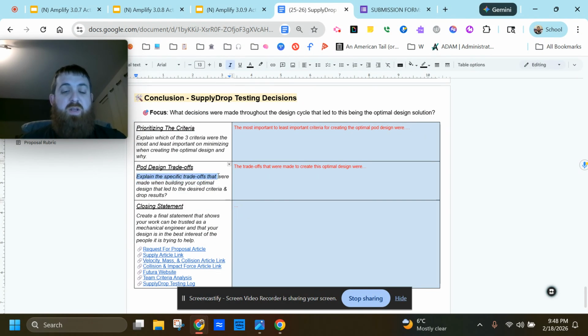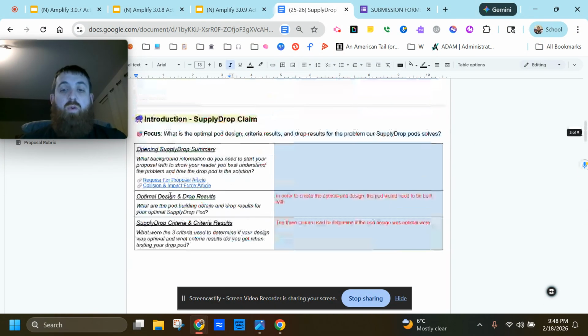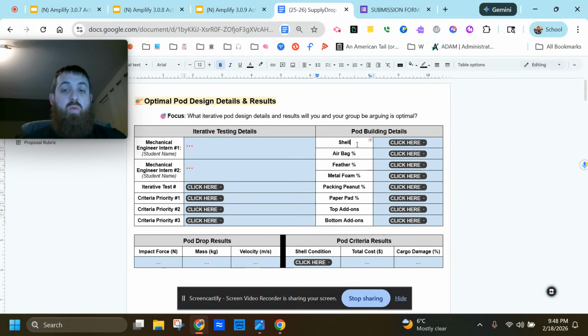Explain the specific trade-offs that were made when building your optimal design that led to the desired criteria and drop results. So this is where you tell me what were the trade-offs when building your optimal design. When we say building, we mean the materials that you used. So for example, if we're looking at the building details here, what trade-offs did you make with your shell, and what were you trying to get out of it? Did you trade off a certain type of material for cost? Did you use a specific type of shell in order to have better shell conditions at the end?